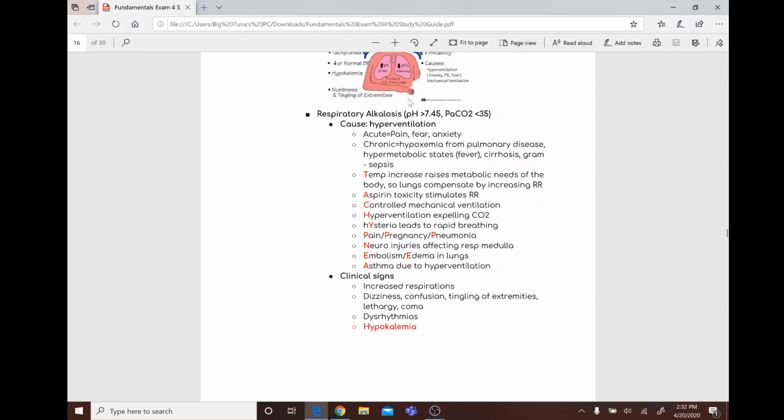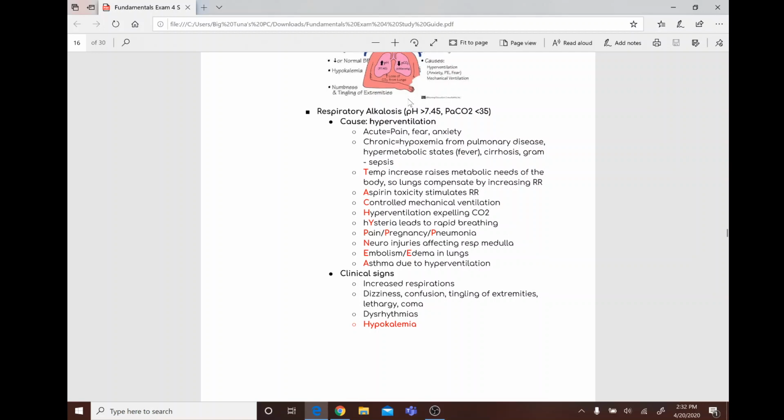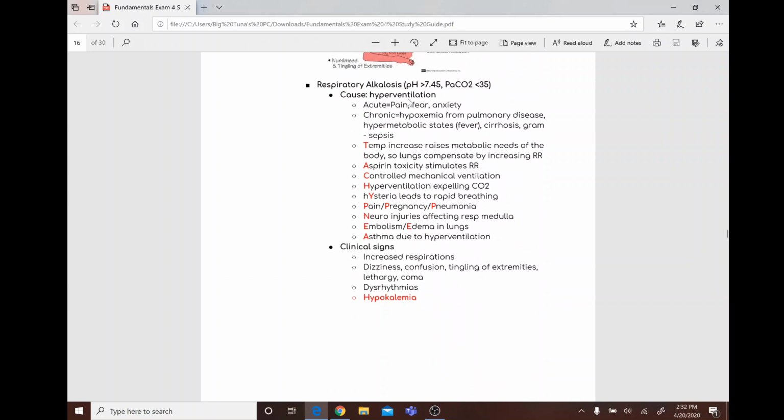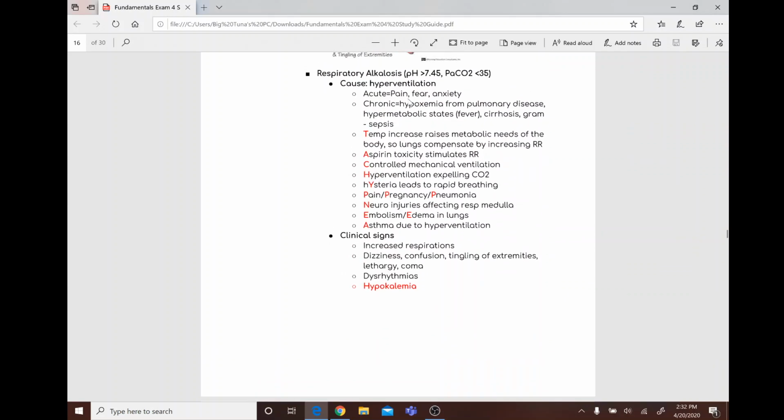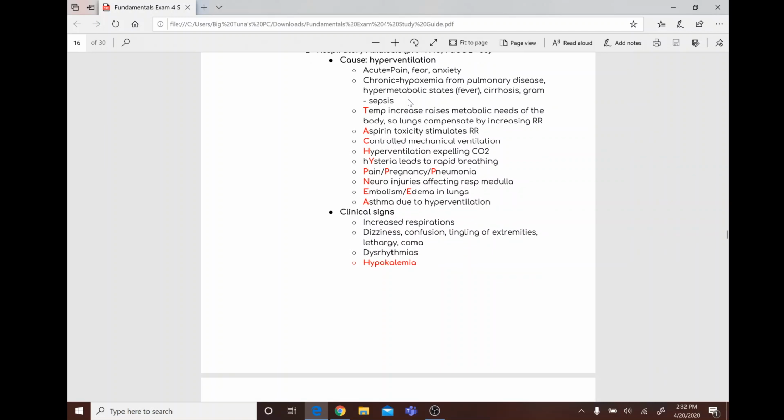What are the causes of respiratory alkalosis? Hyperventilation, so acute respiratory alkalosis could be like pain, fear, and anxiety, and chronic respiratory alkalosis like hypoxemia from pulmonary disease, hypermetabolic states like a fever, cirrhosis, and gram-negative sepsis. What are the clinical symptoms of respiratory alkalosis? Increased respirations, dizziness, confusion, tingling of extremities, lethargy, coma, dysrhythmias, and hypokalemia.